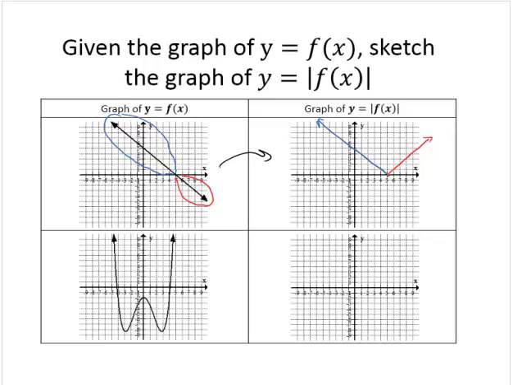In the second example, we have a polynomial function. Again, the parts that are above, so that was the original function. Now we want to sketch the absolute value of the function. The parts that were above the x-axis will stay where they are. But the part that is below the x-axis will get flipped above.